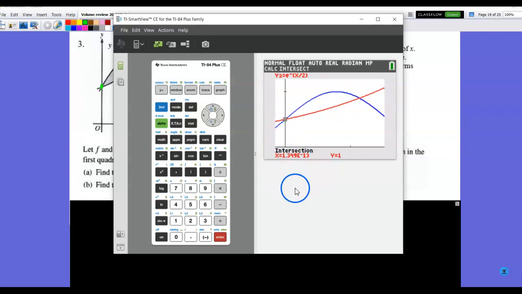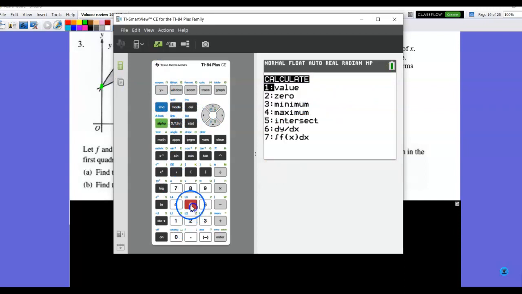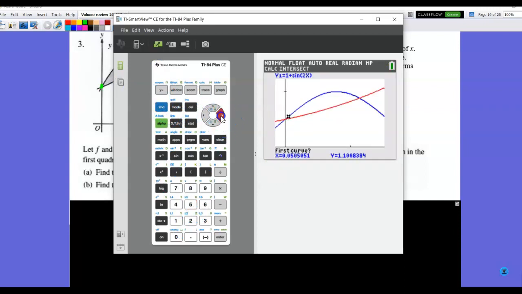I'm not going to store that crazy scientific notation number on my paper. I'm just going to write down 0. And then second calc, 5. I'm going to find the other point of intersection. I've got to move the cursor closer to the second point of intersection. That's close enough. Enter, enter, enter.